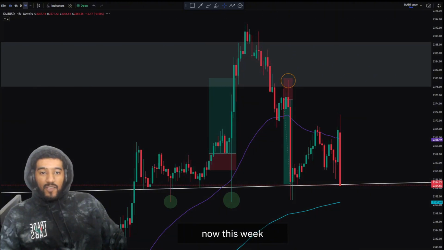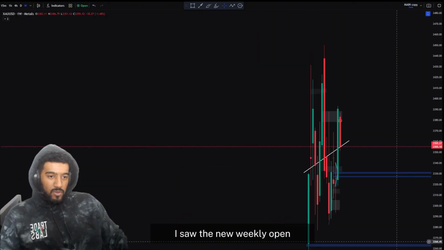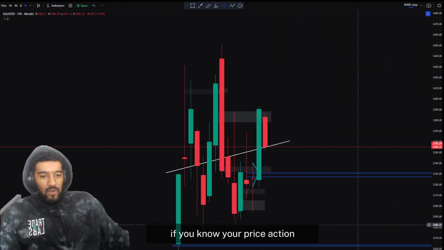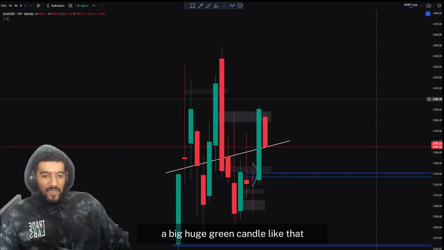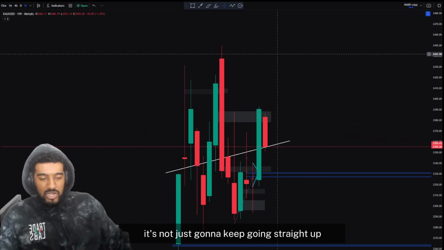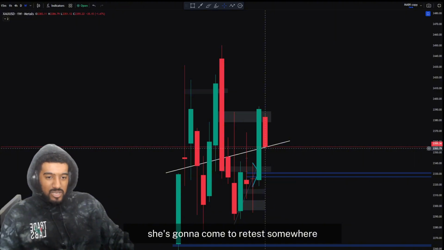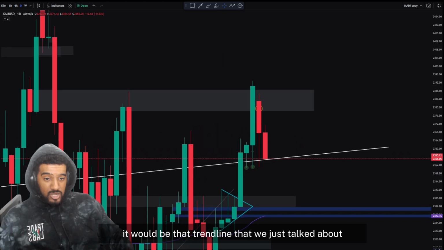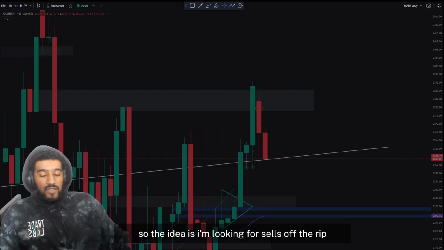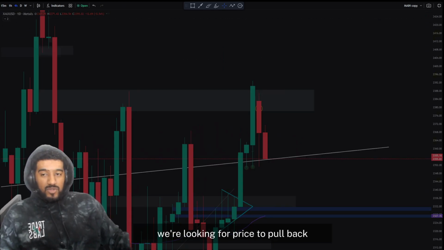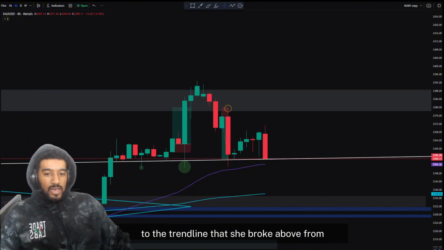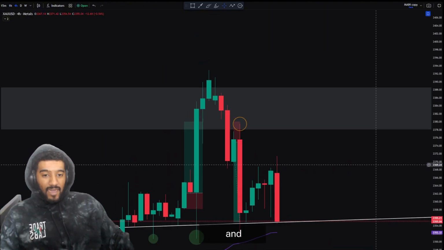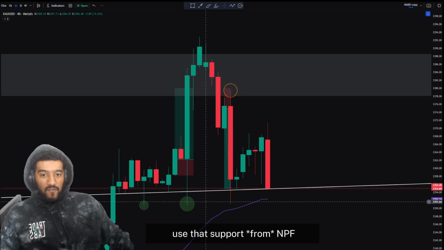to go up. Now this week, I saw the new weekly open and I'm like, okay, well, if you know your price action, a big, huge green candle like that, it's not just going to keep going straight up. She's going to come to retest somewhere she broke out from first, and obviously it would be that trend line that we just talked about. So the idea is I'm looking for sells off the rip. We're looking for price to pull back to the trend line that she broke above from and used as support for NFP last week.